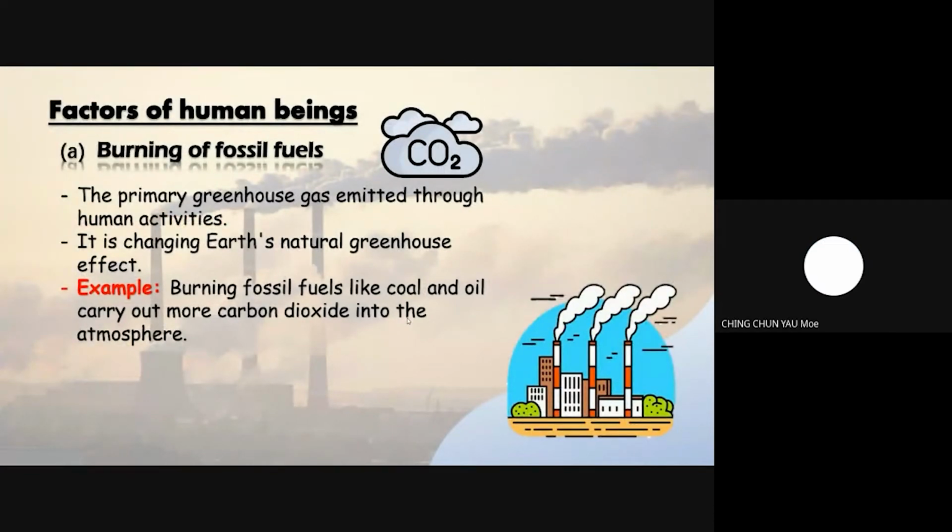Okay, the next slide that I want to talk about is the human factors that cause the greenhouse effect. For the first point, it is the burning of fossil fuels, the primary greenhouse gas emitted through human activities. It is changing Earth's natural greenhouse effect. For example, burning fossil fuels like coal and oil releases more carbon dioxide into the atmosphere.